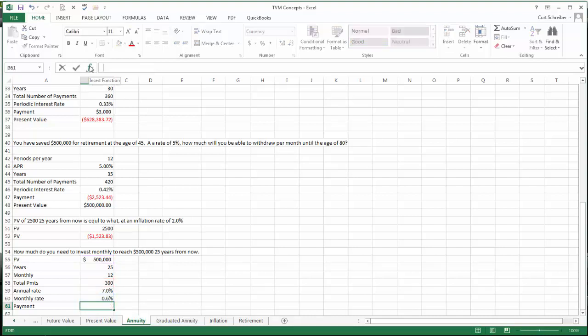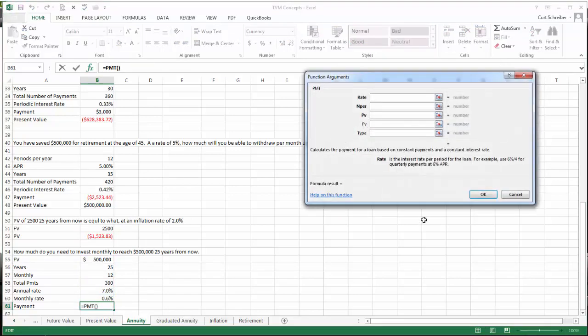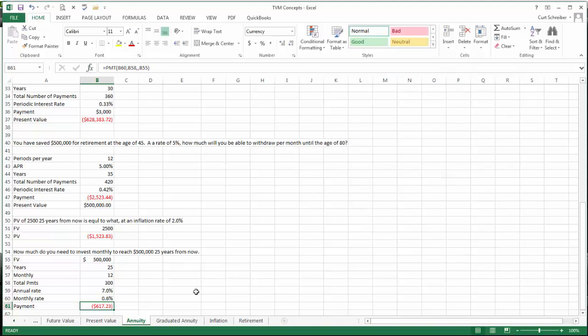So therefore, the calculation is a payment function. If we go up to our formula bar and type in payment, the rate is equal to the monthly rate. The number of periods, in this case, is equal to 300, and the future value is going to be equal to $500,000. So if you want to retire with $500,000 25 years from now, you better start investing.